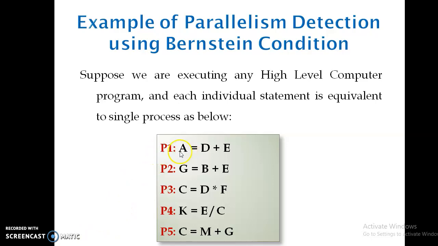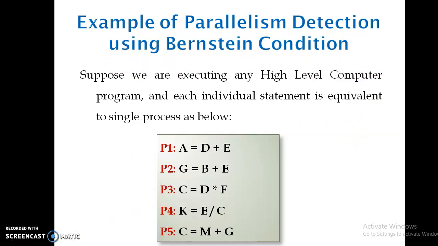Process P1 is A equal to D plus E. Process P2 is G equal to B plus E. Process P3 is C equal to D into F. Process P4 is K equal to E divided by C. And process P5 is C equal to M plus G. Now we have to detect the parallelism between the pairs of these processes using Bernstein conditions.